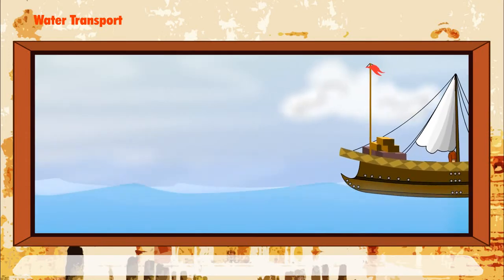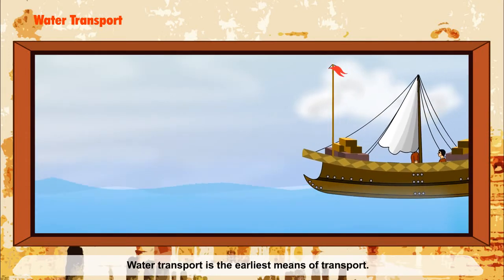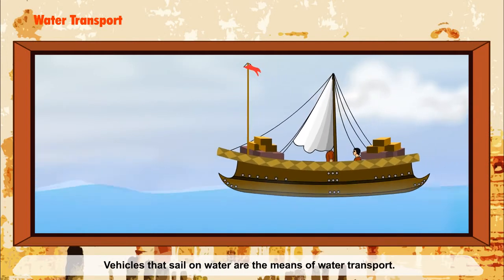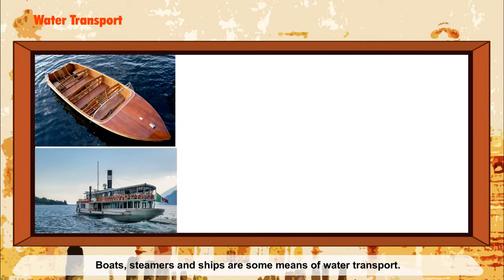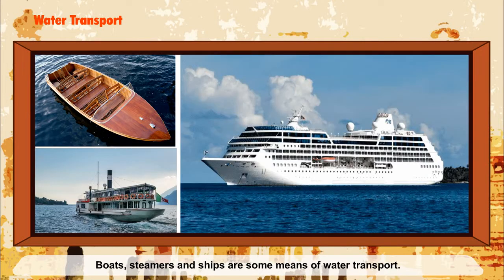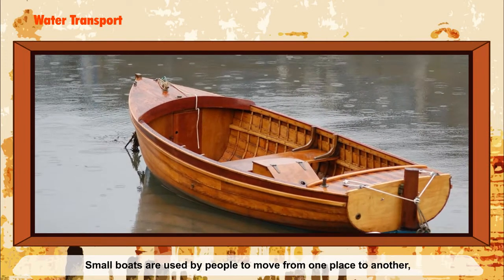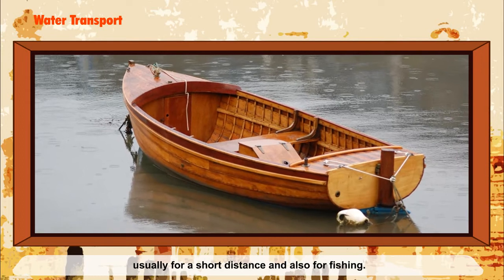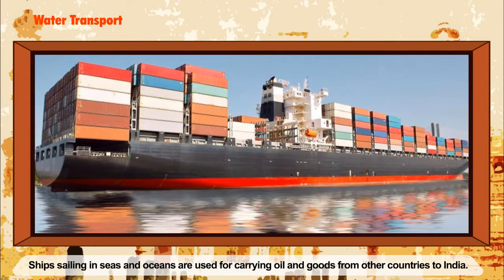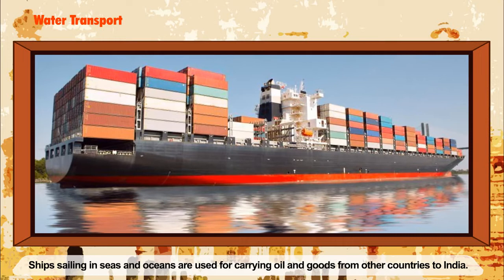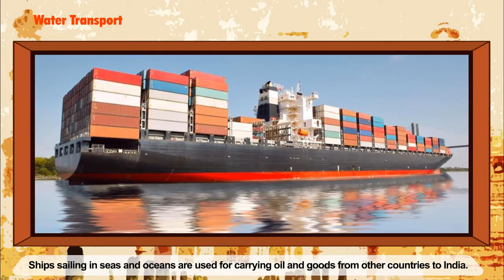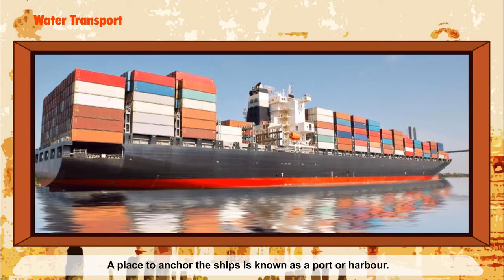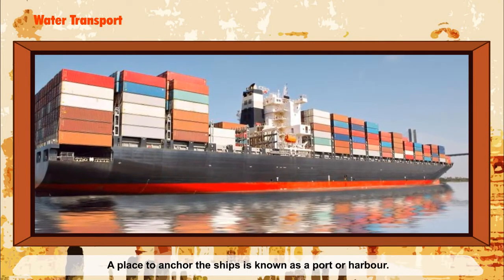Water transport. Water transport is the earliest means of transport. Vehicles that sail on water are the means of water transport. Boats, steamers and ships are some means of water transport. Small boats are used by people to move from one place to another, usually for a short distance and also for fishing. Ships sailing in seas and oceans are used for carrying oil and goods from other countries to India. Ships carrying oil are called tankers. A place to anchor the ships is known as a port or harbour.